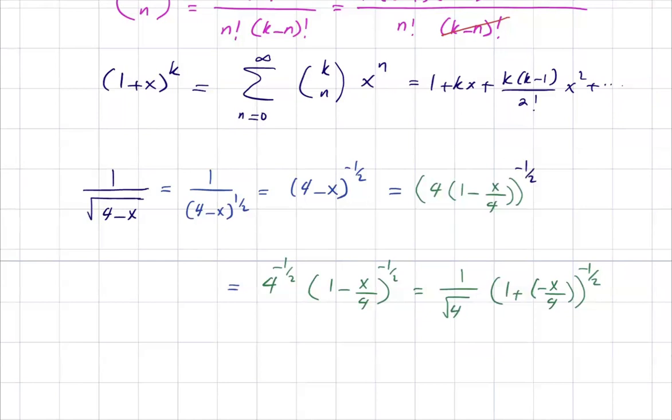Just compare these two. Here you have 1, 1. Your x is now negative x over 4, your new quantity. So wherever you see x, you're going to substitute that with negative x divided by 4.